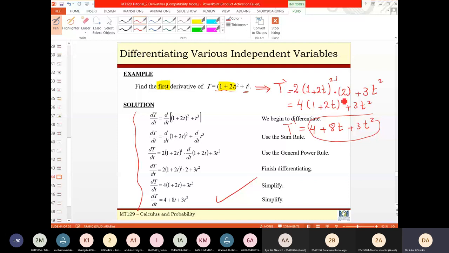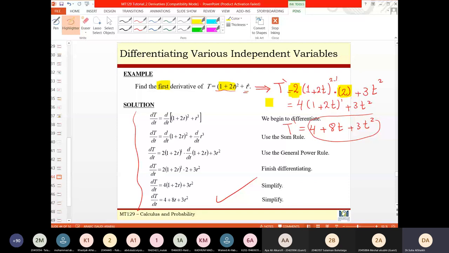The 4 is because I have a 2 coming from the derivative of what is inside, and a 2 coming from the 2 that came down from the power. It became 2 times 2, it's 4. Got it?